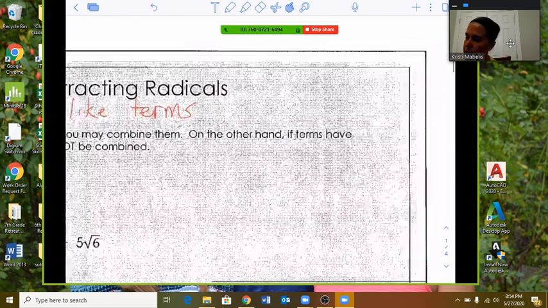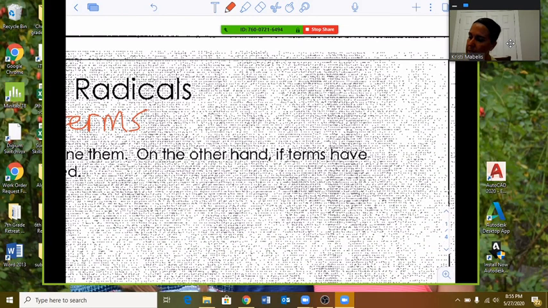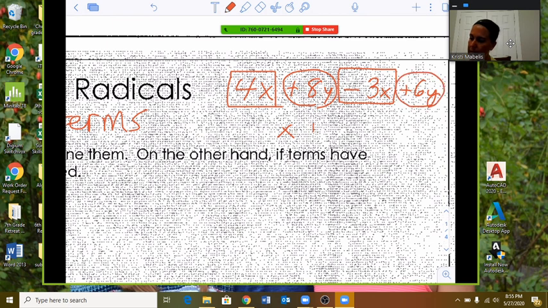So if you think back to when we did multi-step equations, if you had to clean up 4x plus 8y minus 3x plus 6y, you knew that you were allowed to add any terms that had the same variable. So you would add those together and get x, and then you added your y's together and got 14y. So simplified would be 1x plus 14y, okay? It's going to be the same idea here with our radicals. If your radical is the same, like a radical 3 plus a 4 radical 3, you can just combine your numbers in the front, okay?